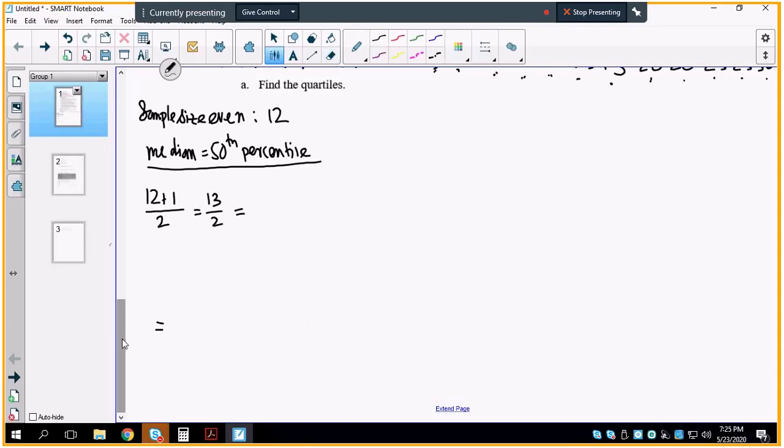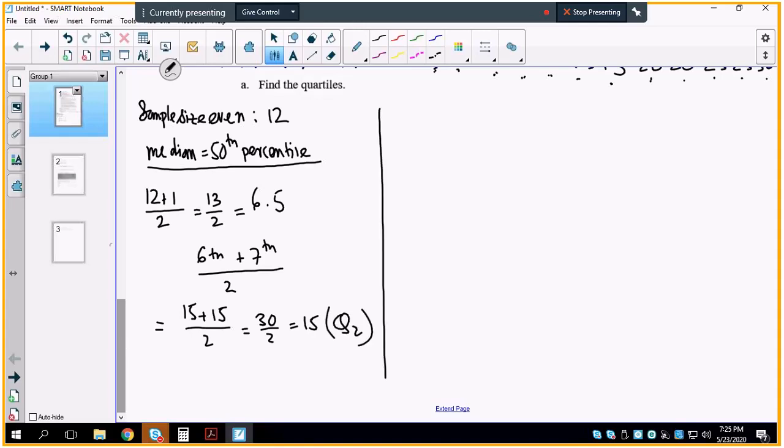13 over 2, I said 7.5. It should be 6.5. So you are looking for the 6th data on the left and the 7th data on the right. 6th data on the left will be 15 and 7th is 15 as well. So this is 30 over 2 and that's 15. And this is quartile 2. So the median is my quartile 2.